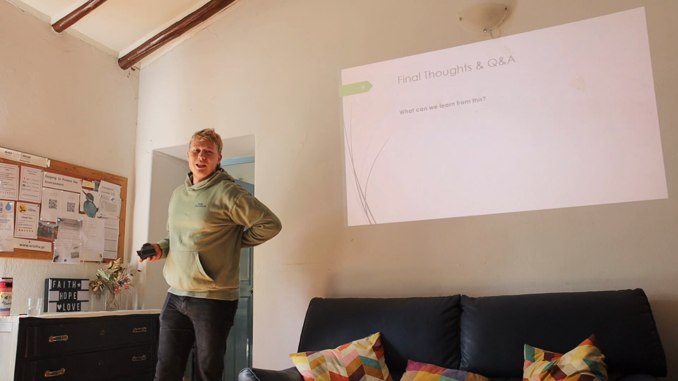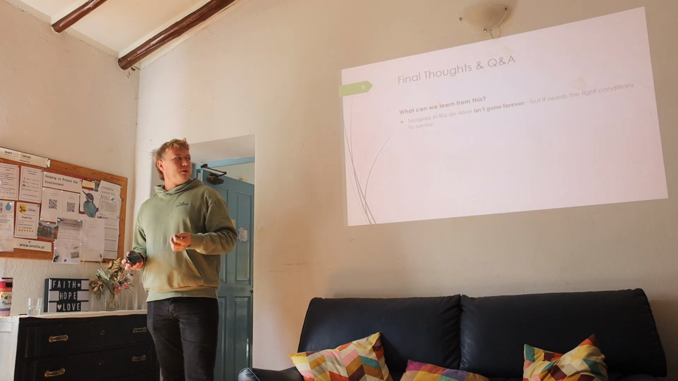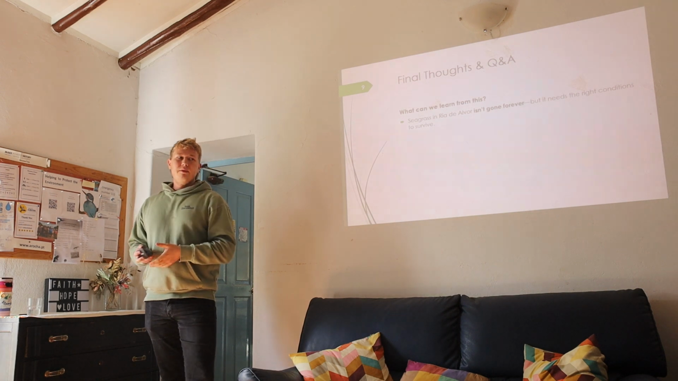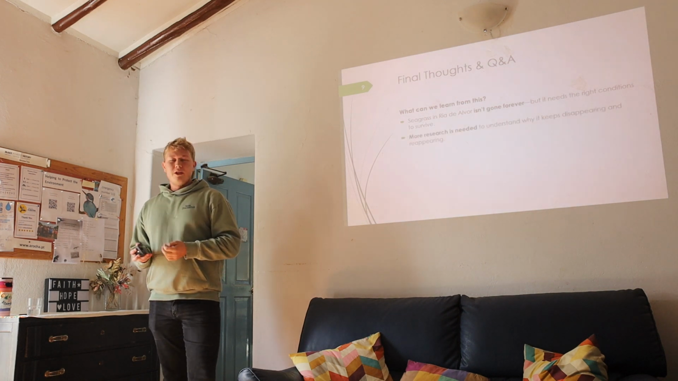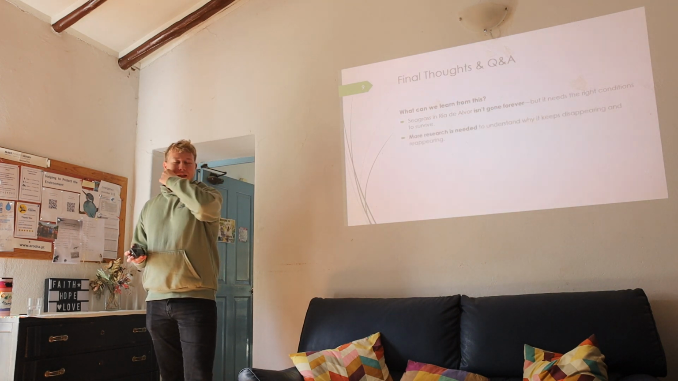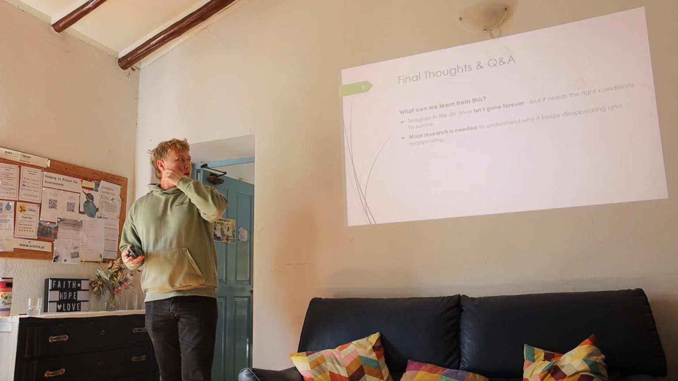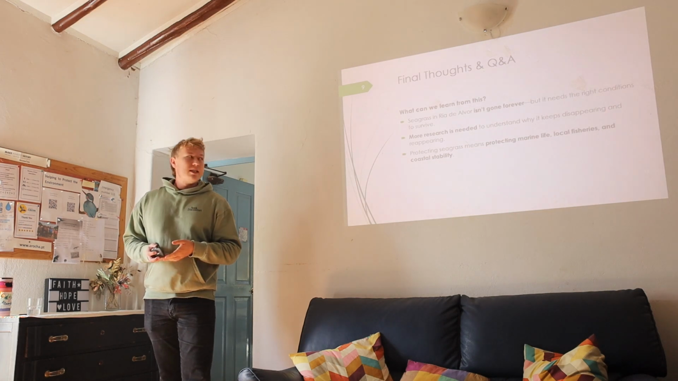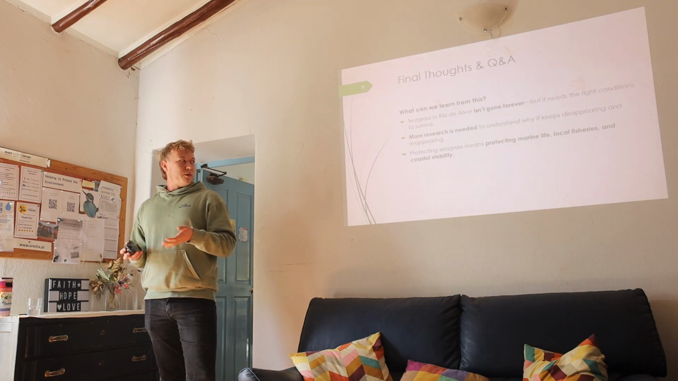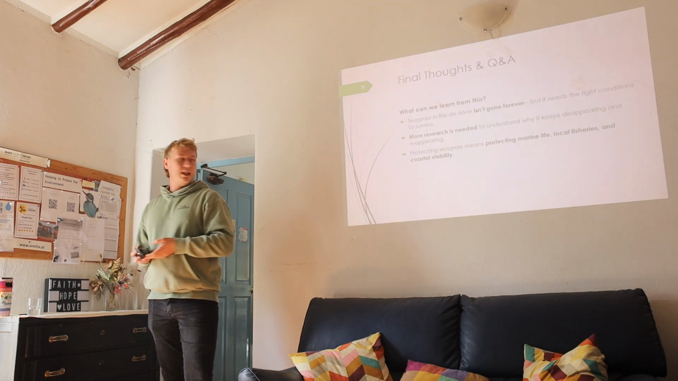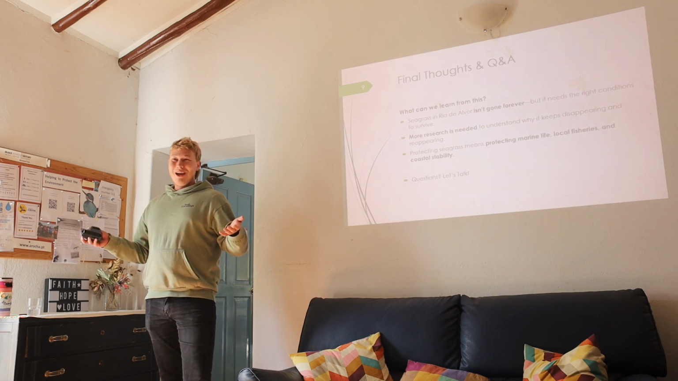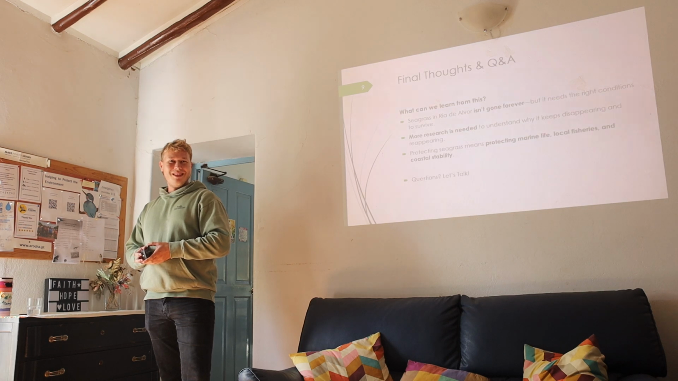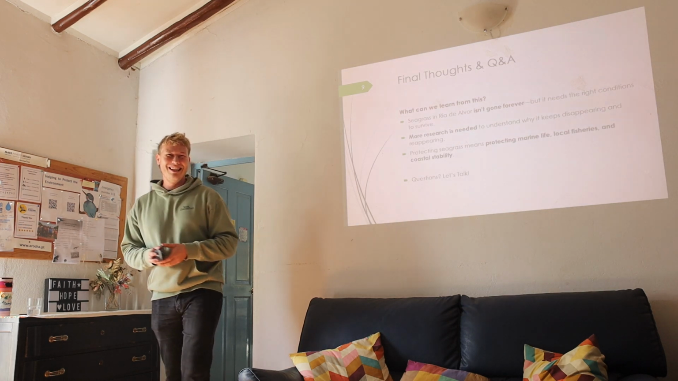What can we learn from this? Seagrass in Rio de Alvor isn't gone forever, but it needs the right conditions to survive. And more research is needed to understand why it keeps disappearing and reappearing. And protecting seagrass means protecting marine life, local fisheries, and coastal stability. Do you have any questions? Let's talk about this. This was the presentation.